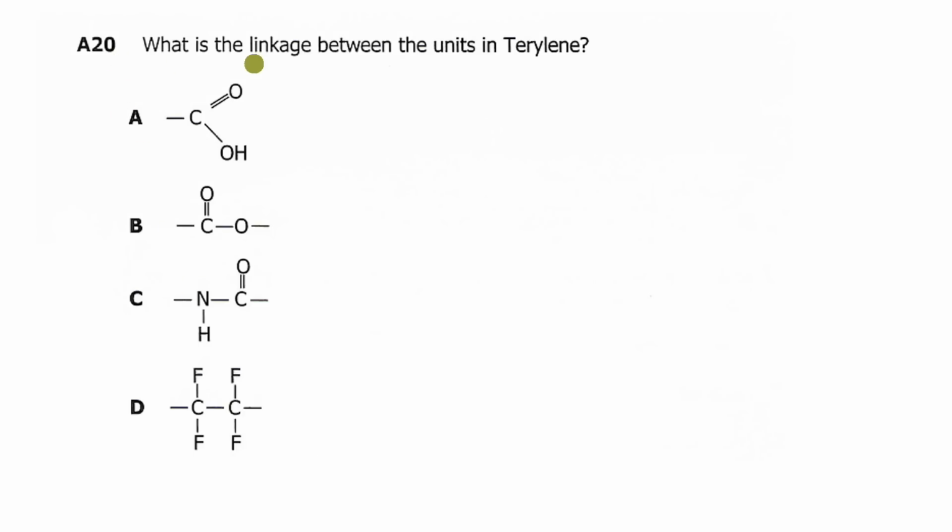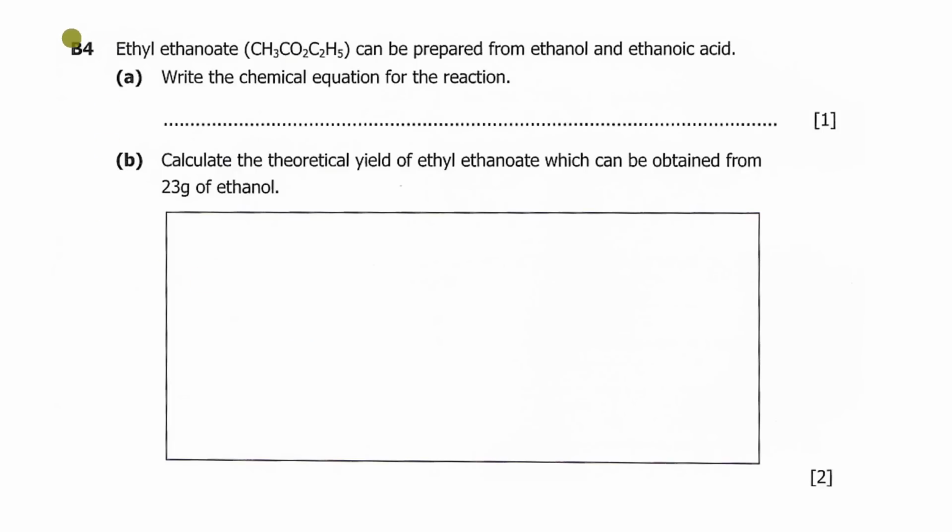Then 20, what is the linkage between the units in terylene? Terylene, the linkage is similar to ester. We call it ester linkage. So the ester linkage is this one, COO. So the answer is B. This one is not a linkage, it is a hydroxyl. This one, it is a linkage in nylon. Okay, so we go to this one here.